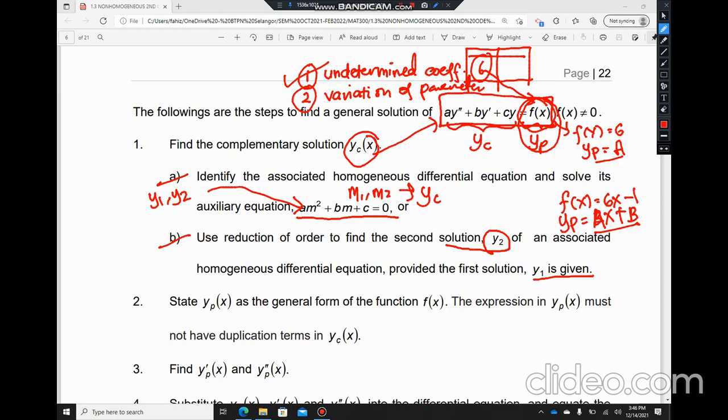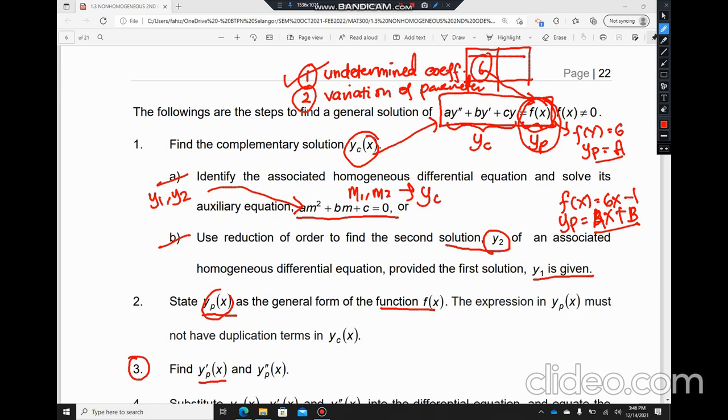Next, state yp as the general form of the function f(x). We have seen this in the previous part. To find yp, first we state yp based on the function f(x). The expression in yp must not have duplication of terms in yc(x), same as before. Next, a new step: find y prime p and y double prime p. Before this we just found yp, but now you need y prime p and y double prime p.